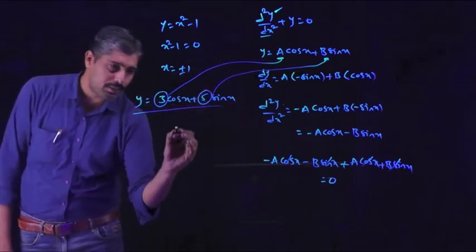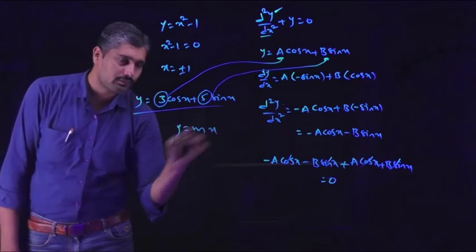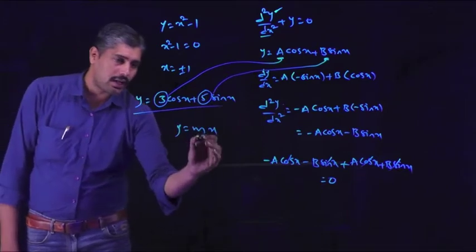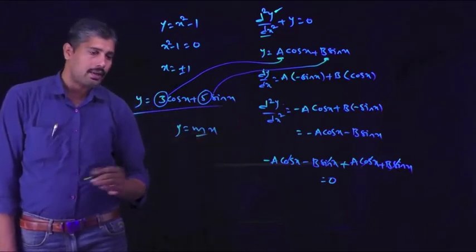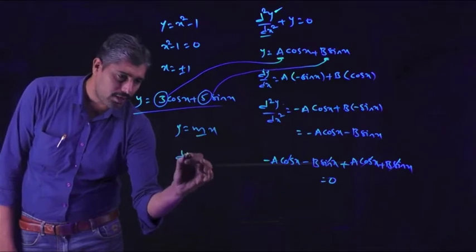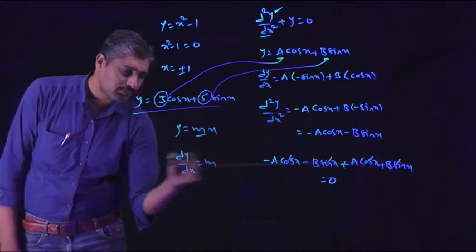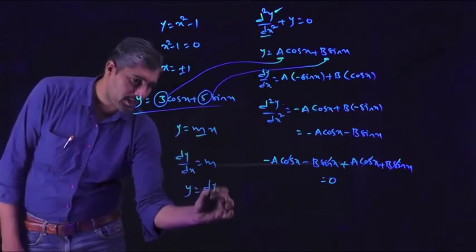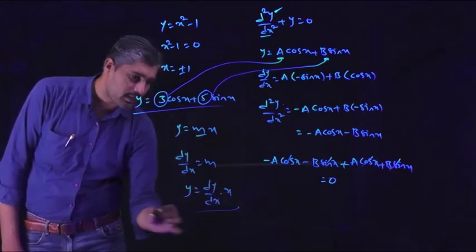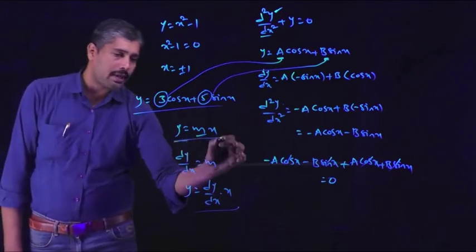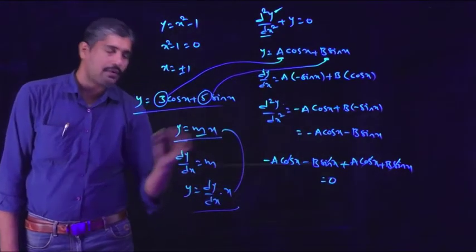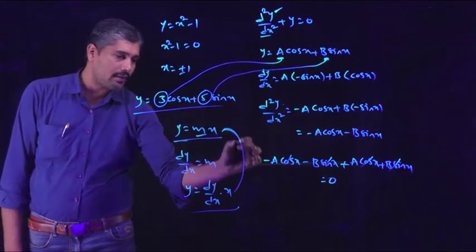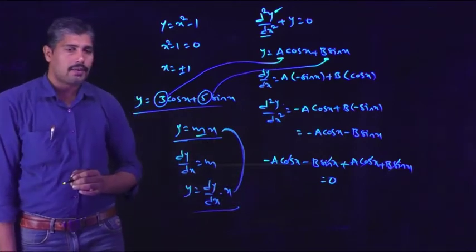See one more example. Suppose y equal to mx. We know that this is passing through the origin, right? Therefore, here one arbitrary constant is m. Derivative with respect to x, that is dy by dx equal to m. Substitute here: y equal to dy by dx into x. Here y equal to mx is the solution of the differential equation.